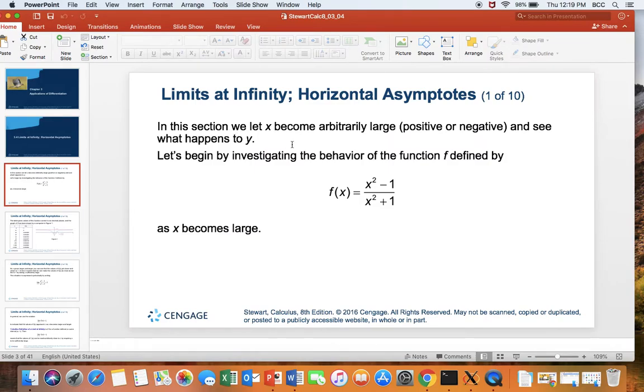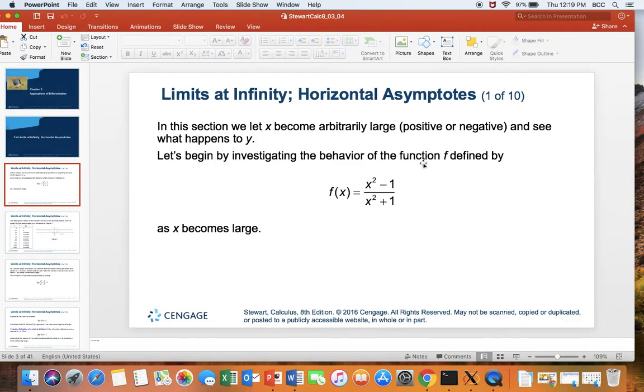In this section, we let x become arbitrarily large, positive or negative. So large x values means you're going towards infinity. If you're going to the right, it is positive infinity. If you're going to the left, large values, then you're approaching negative infinity. Let's see what happens to y.